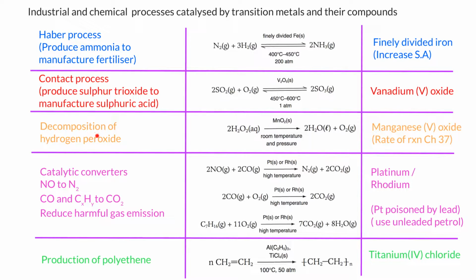Next, we are talking about the decomposition of hydrogen peroxide. Hydrogen peroxide can be catalyzed by manganese(IV) oxide. This one should be 4 oxide, not 5 oxide, sorry. More details we'll cover in the rate of reaction in chapter 37. Hydrogen peroxide will decompose on its own; if you leave it at room conditions, it will slowly decompose. But with manganese(IV) oxide, it can decompose faster to give oxygen and water.